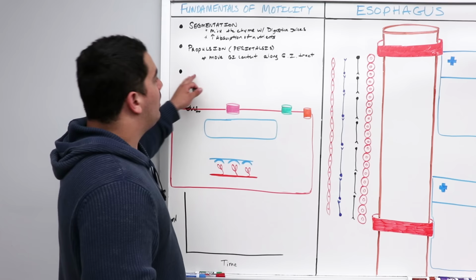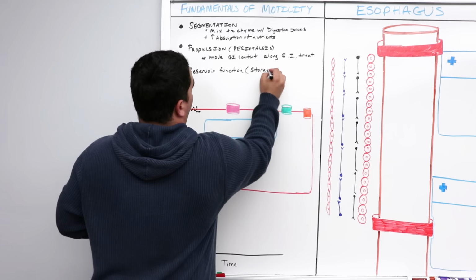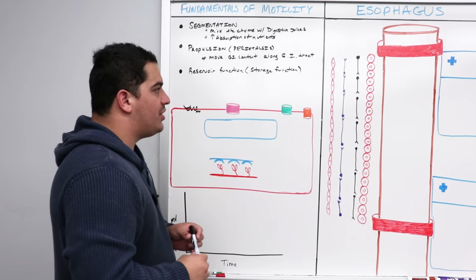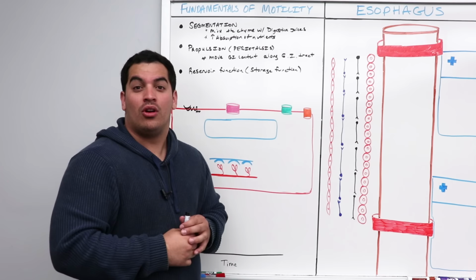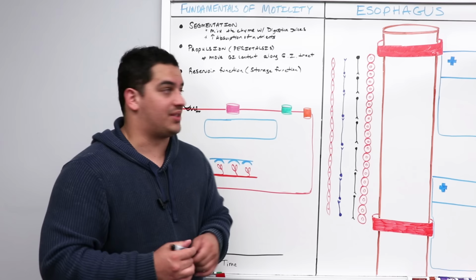The last one that I want to mention here is the reservoir, okay? The reservoir function, or we can say a storage function here. This is going to be where certain organs like the large intestine and the stomach can actually hold food substances in them for a long period of time. The large intestine can hold a lot of the feces in it for a long period of time, and the stomach can hold a lot of the food contents in it for a decent amount of time, maybe 4 to 6 hours. So it can actually act as a reservoir function.